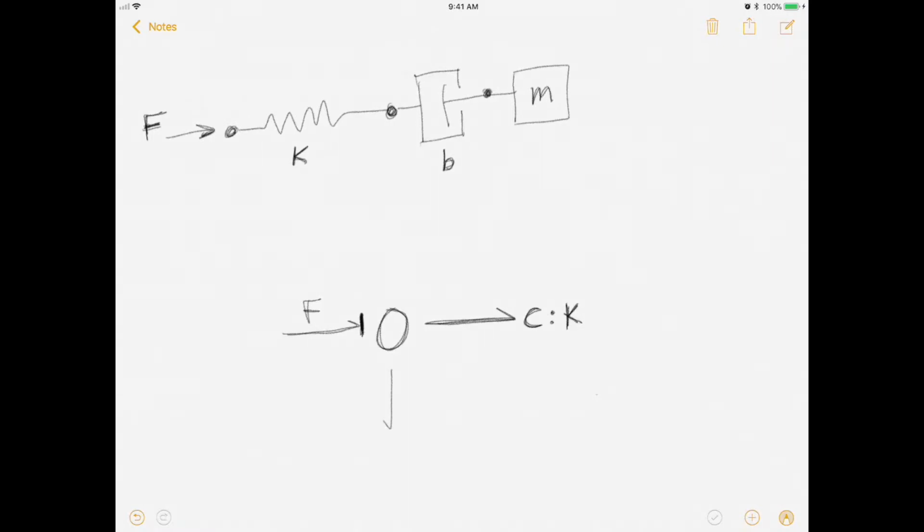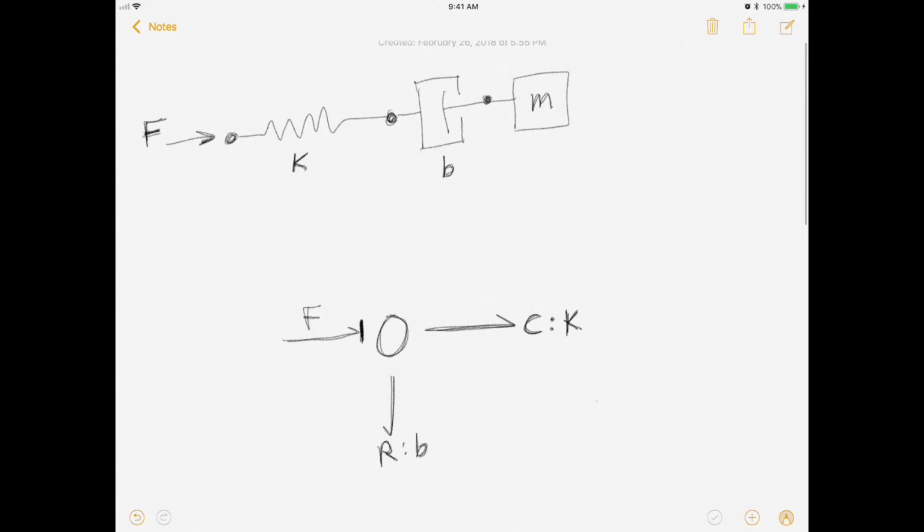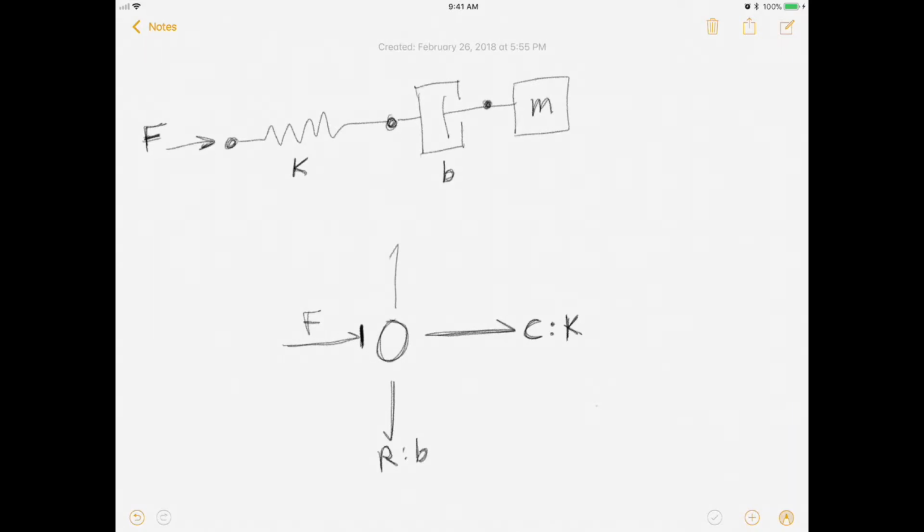Next, we're going to have a second output that's going to be a resistor, and it's going to be a damper, basically. The damper acts as a resistor. It resists motion. So that's what a damper is, and it has a dampening coefficient of B. And then we're going to have an inductor, or a mass, right? And a mass stores its energy somehow. And so we're going to have an inductor of mass M. So effectively at a 0 junction, all the forces are the same.